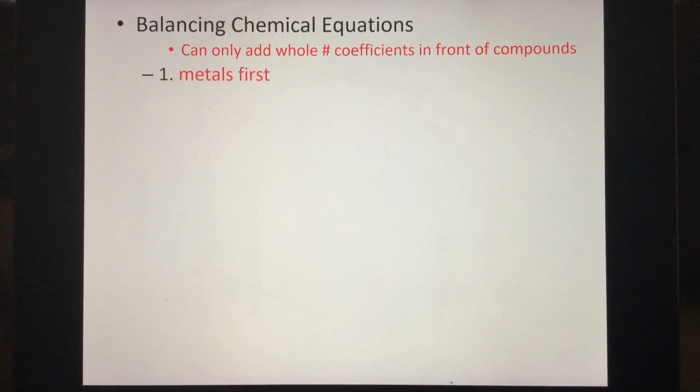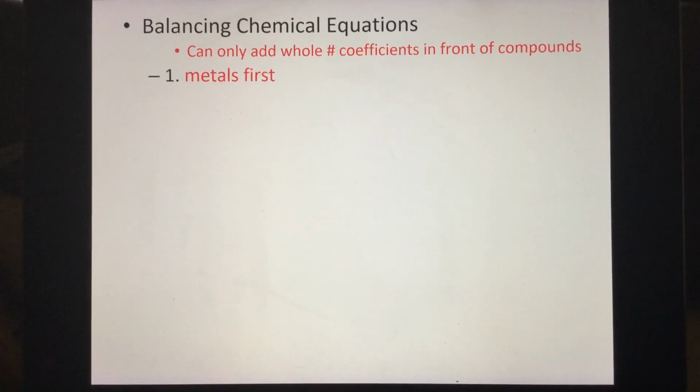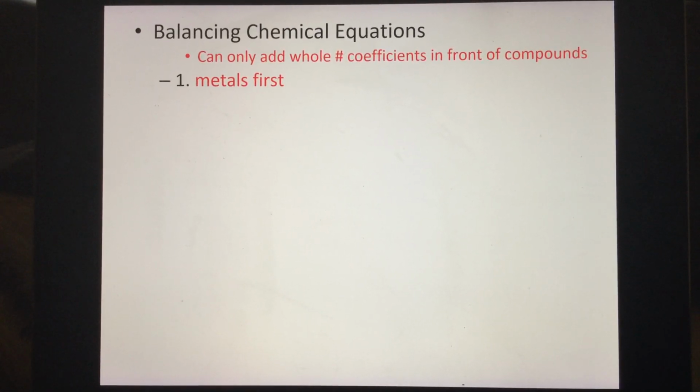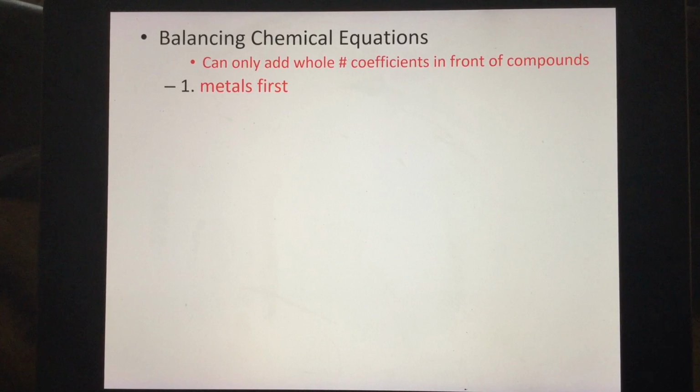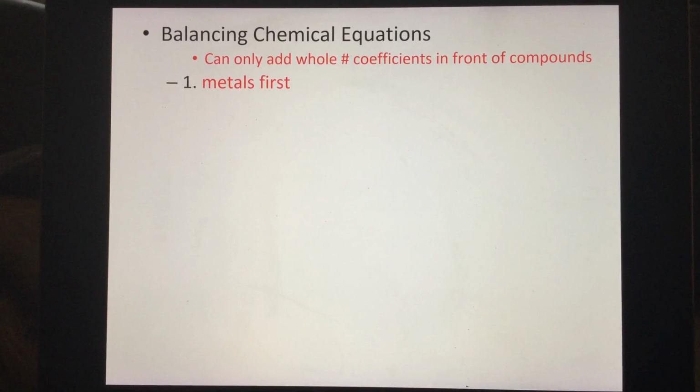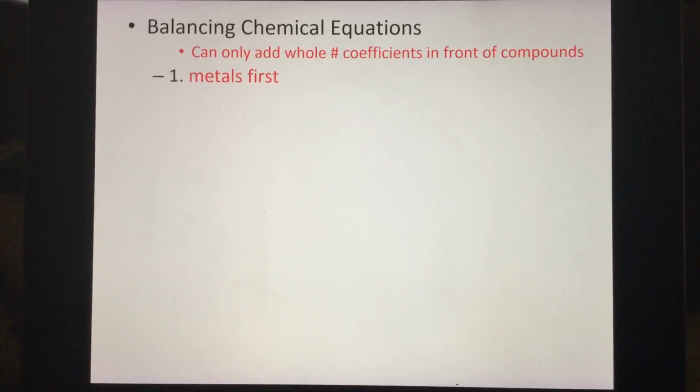So the only thing we can do to balance the chemical reaction is to put whole numbers in front of the compounds. I like to balance all the metals first. Sometimes you may only have one metal, sometimes you may have two or three, but go through and balance all the metals first.